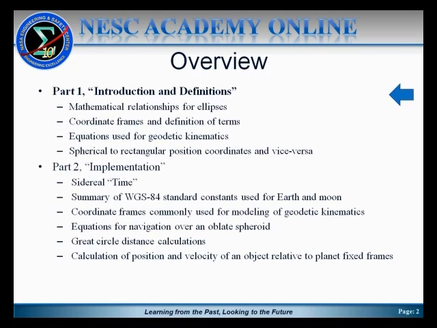In part two of the implementation, to be presented in a different presentation, we'll cover the concepts of sidereal time, a summary of World Geodetic Standard 1984 constants that are used for the Earth and its moon. We'll also discuss coordinate frames commonly used for modeling of geodetic kinematics, equations for navigation over an oblate spheroid, calculation of great circle distances, and calculation of position and velocity of an object relative to planet-fixed frames.